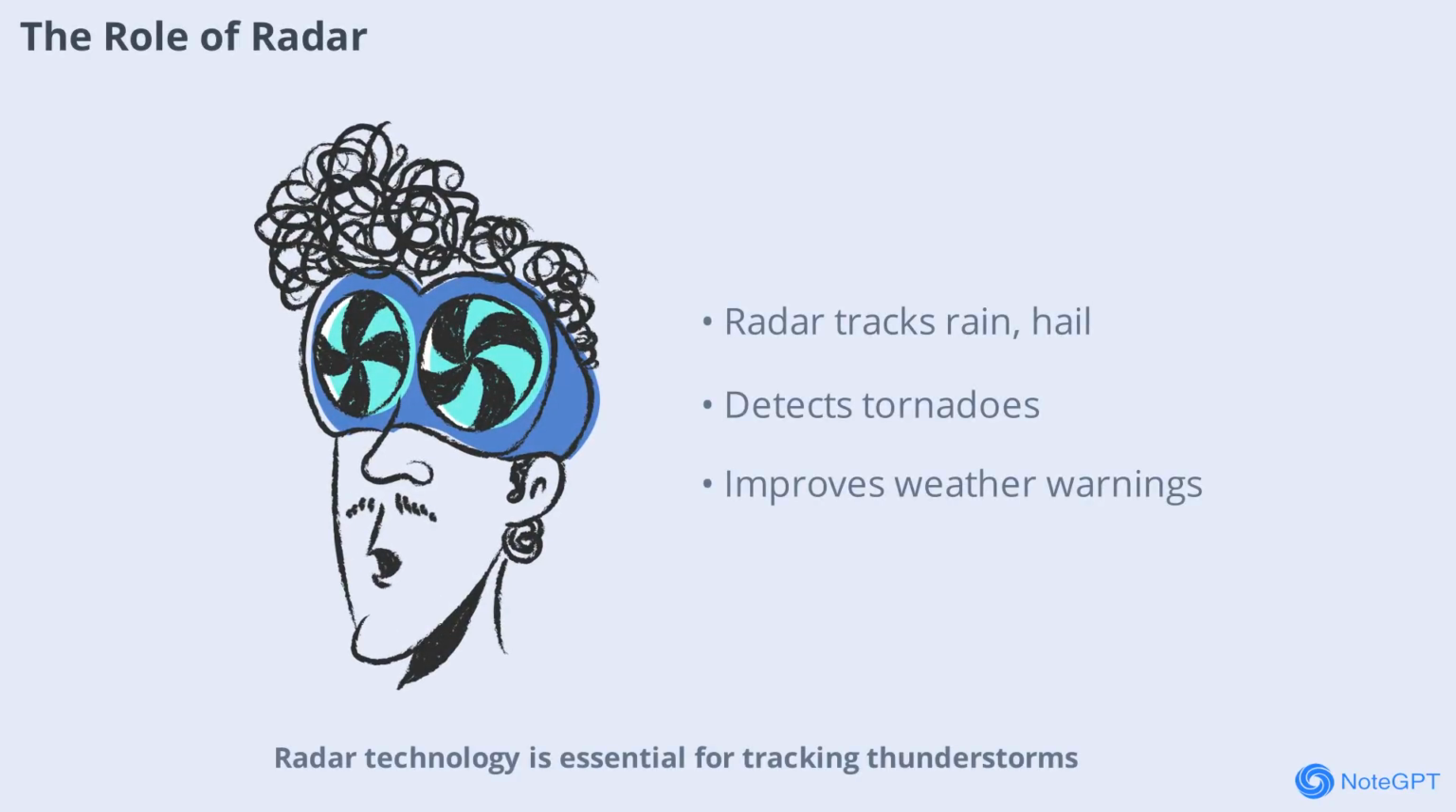Radar technology is essential for tracking thunderstorms. By sending out radio waves and measuring their reflections, radar can detect rain, hail, and even tornadoes within a storm. Meteorologists use radar images to monitor storm development, issue warnings, and keep the public informed. Advances in radar technology have made it possible to predict severe weather with greater accuracy, saving lives and property.